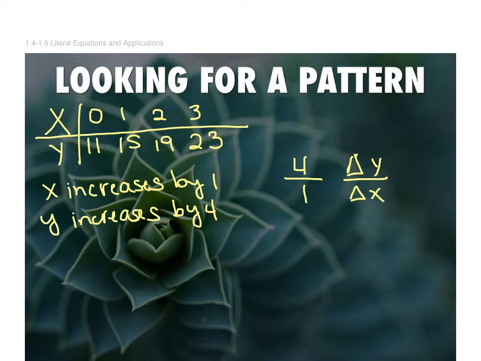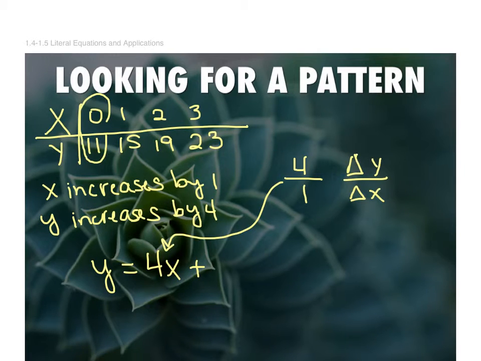So we have our equation. We want to write an equation after we do this. We're going to have y equals 4, that's where this guy came from, 4 over 1 reduces to 4, x, because we're writing in slope-intercept form, plus, you look back at the equation, and when x is 0, that's where the y-intercept is. So when x is 0, the y-intercept is 11, and that's our equation.